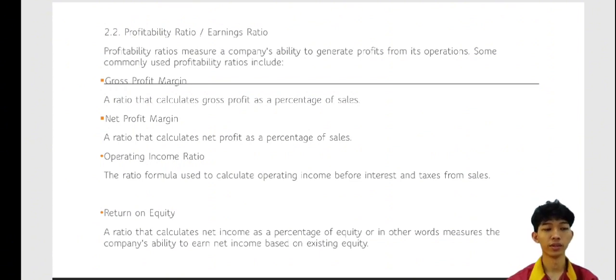Return on equity, a ratio that calculates net income as a percentage of equity, or in other words, measures the company's ability to earn net income based on existing equity.